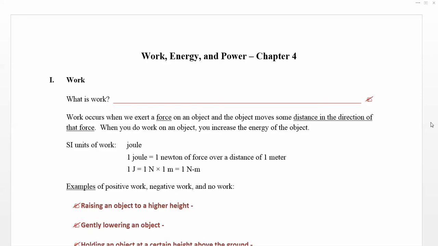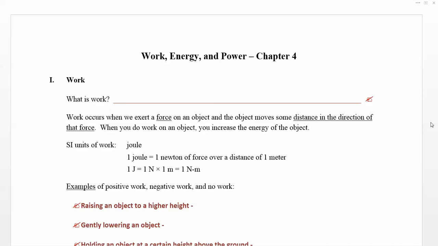This introduction to work, energy, and power requires that you take notes on the worksheet for Chapter 4. You need to be sure that you have a paper copy of that worksheet available while you do this. And on that sheet, the symbol of the hand holding the pencil is a tip-off that you need to write something on that line. So let's start.